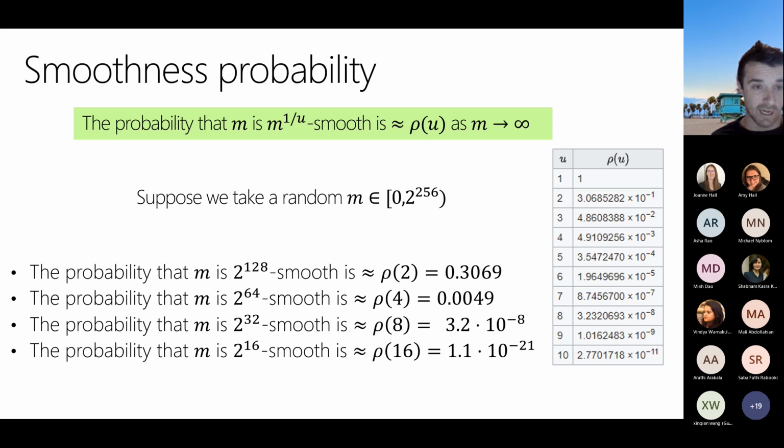So we're going to use these probabilities to get a feel for how good or bad these naive methods that I thought about early on are.